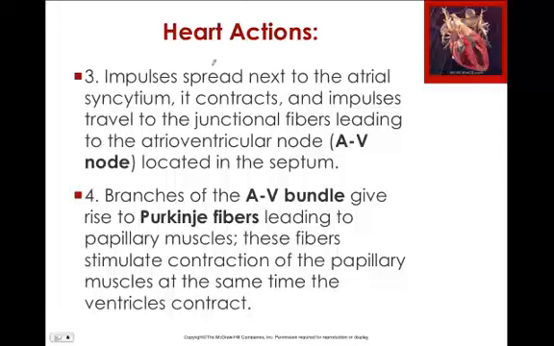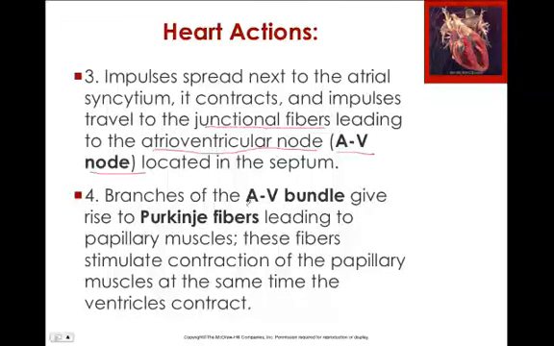And as it contracts, impulses are going to travel from the atria through these junctional fibers that lead to the AV node. The AV node is what we call the atrioventricular node. It's the node that's between the atrium and the ventricles, and it's located in the interventricular septum. And so that AV node is now going to pass the impulse from the atria to the ventricles.